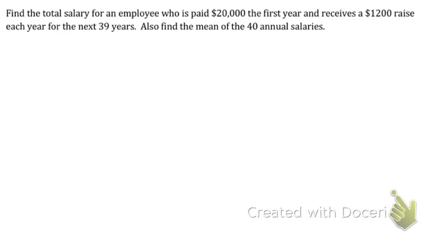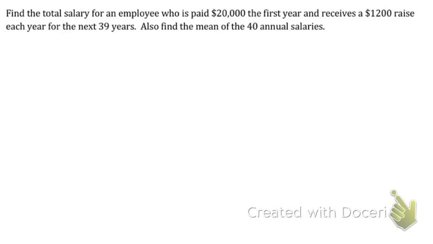And that's 39 years. So that means we're going to talk about 40 terms, because we start with 20,000, and the 39 years after that, we actually have 40 different salaries. It also says find the mean of the 40 annual salaries. So we're supposed to find the total salary for this employee that was paid $20,000. So yes, we could go on our calculator and write $20,000 plus 21,200 and just keep adding and adding until we get to 39 years later. But that's going to take a whole lot of time.